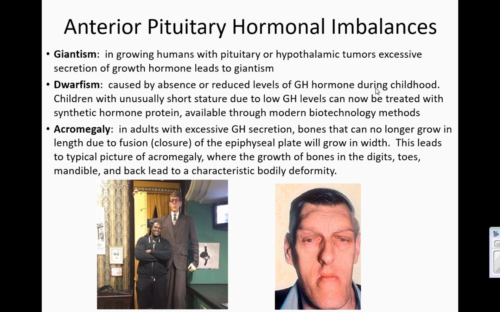Happens a lot like the mandible. You can see a picture of this guy here. Chin looks really huge. It is. And a lot of times you'll see like a protruding forehead. Happens a lot in the digits and toes. So their fingers get kind of mangled, their toes get mangled, and even their back can get pretty mangled. So not a good thing there either.